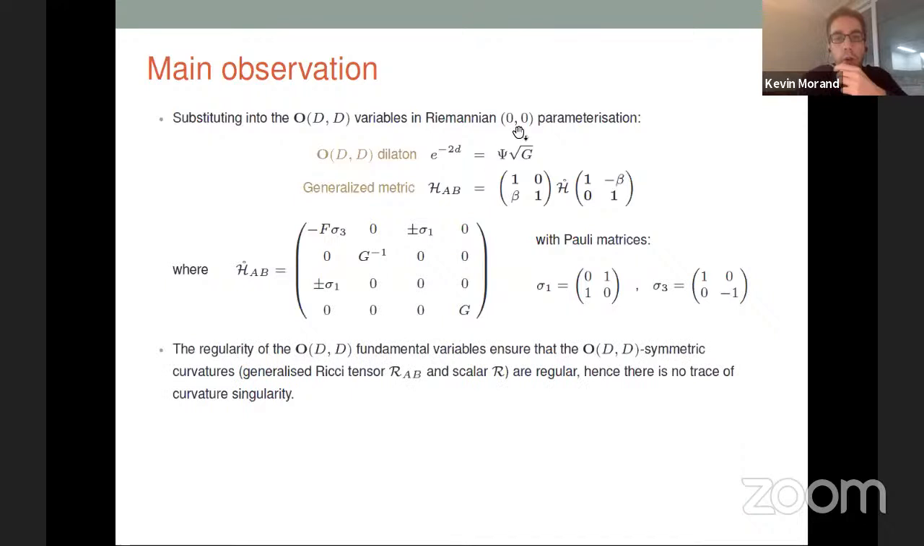So our fundamental variables are all regular. Both the dilaton and the generalized metric are regular. That means that all the O(D,D) symmetric curvature that we are going to build from these O(D,D) fundamental variables will be regular. In particular, the generalized Ricci tensor and scalar will be regular. So there is no trace of curvature singularity within the DFT framework.